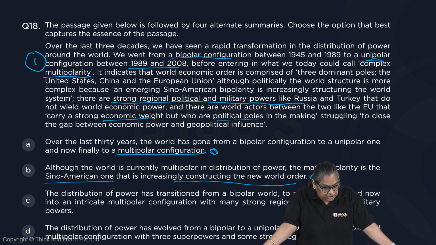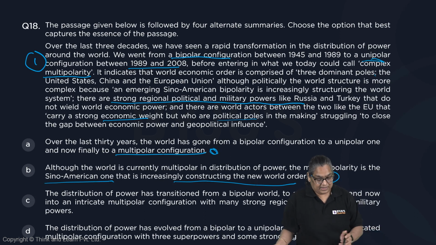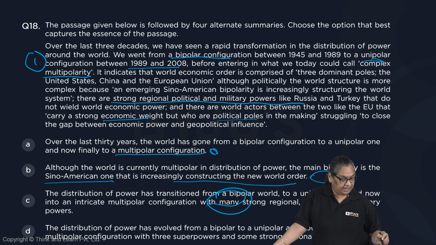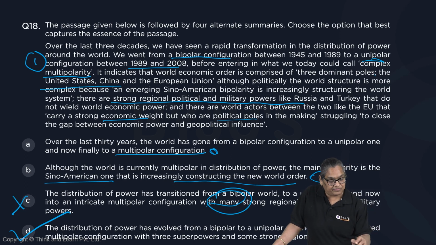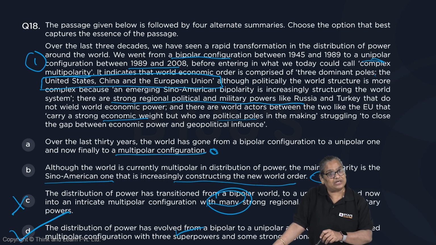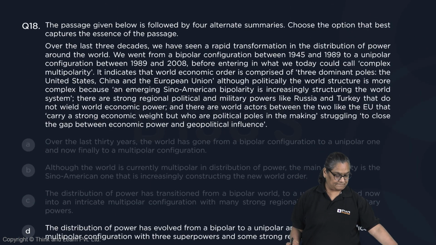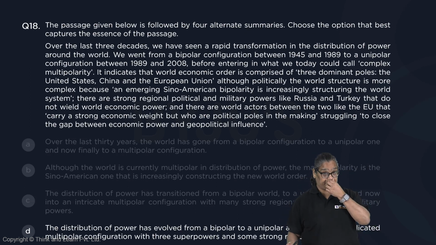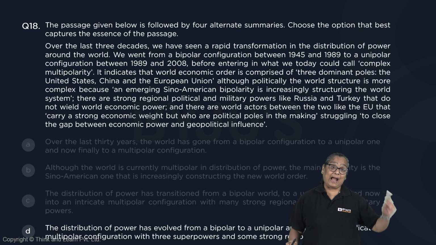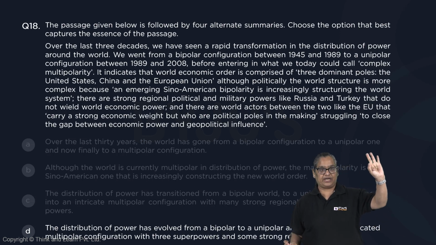Is it C? Or the distribution of power has evolved from a bipolar to a unipolar, now to a complicated multipolar configuration with three superpowers and some strong regional powers. Is it many strong regional political and military powers? No, some strong regional. The three powerful ones he has mentioned, the dominant poles, so three superpowers, some strong regional powers will cover all these. Perfect. So it is D. Yes, it is. The earlier option says many strong regional powers. Some. Okay. And also mentions three superpowers: US, China, EU. All right.